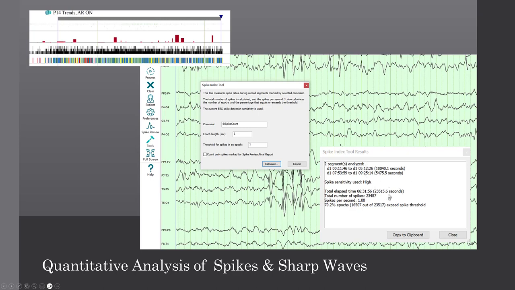And here we have the calculation. We've marked 2 ranges in this particular recording. It tells us the duration of those, the number of spikes that were detected, and it gives us a spike wave index of 70.2%.